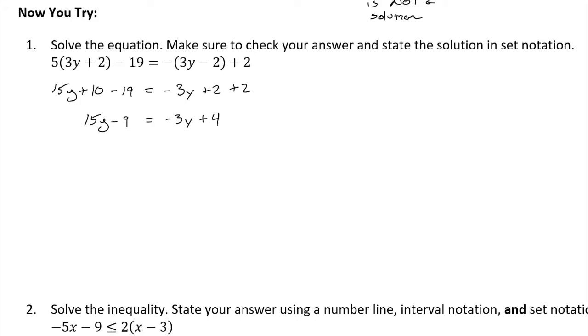All right, I'm going to add 3y to both sides. I'm going to go ahead and add 9 to both sides as well. I'm going to add the 3y to both sides to get them over to the left, add the 9 to both sides to get the constants over to the right. This will leave us with 18y on the left, and on the right we'll have a 13. So we're going to divide by the 18. We get y equals 13 over 18.